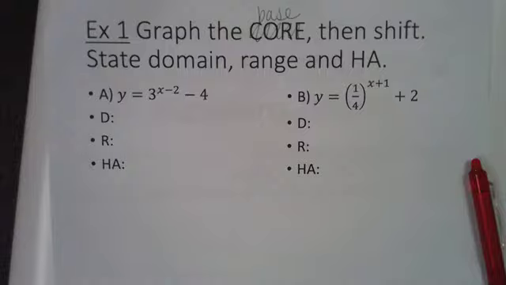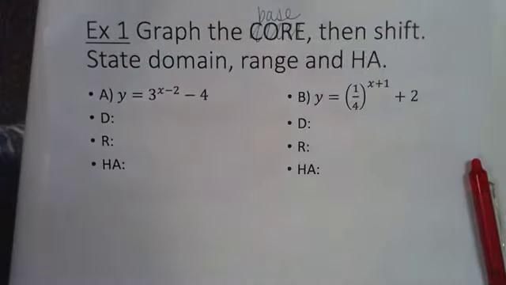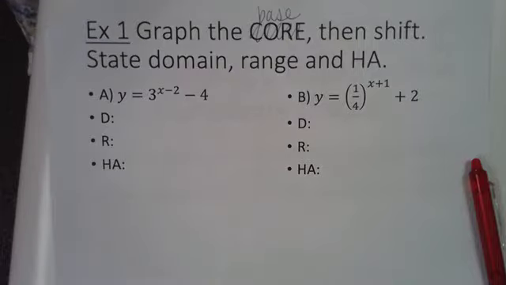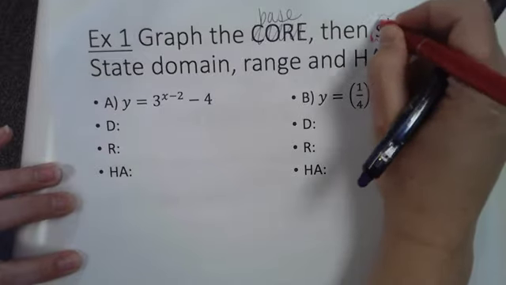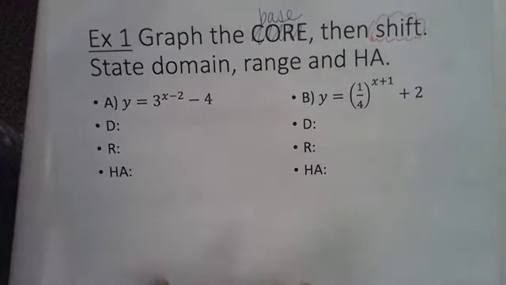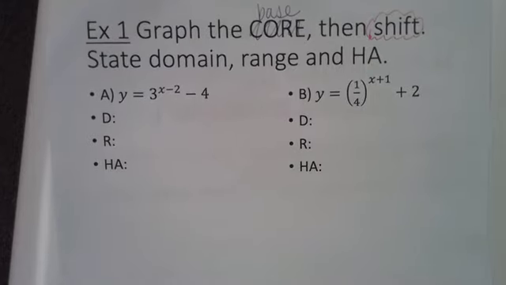Example 1, graph the core, or sorry, I'm changing that word. Graph the base, and then shift. And we're going to do that with 2 colors. These are my 2 colors, blue and red. We're going to state the domain, range, and horizontal asymptote, which turns out to be pretty easy. We'll talk about that in just a second. All right.